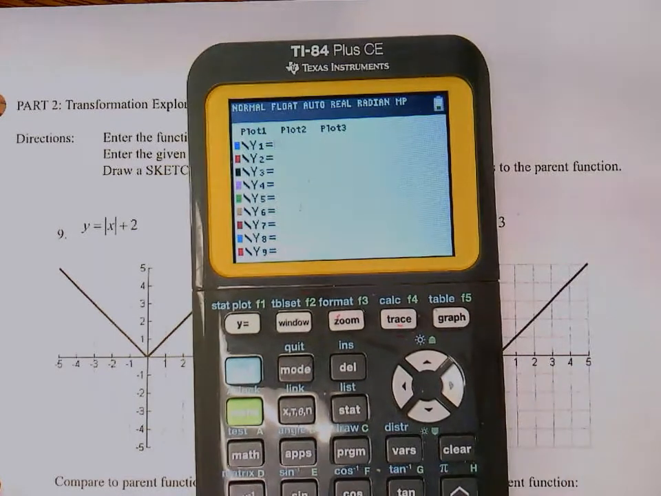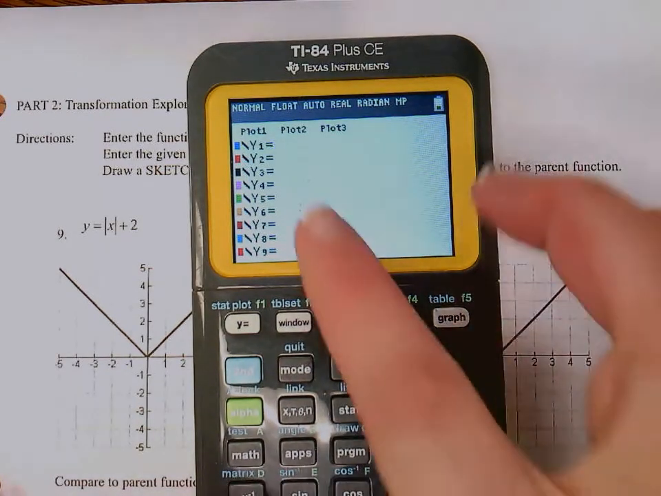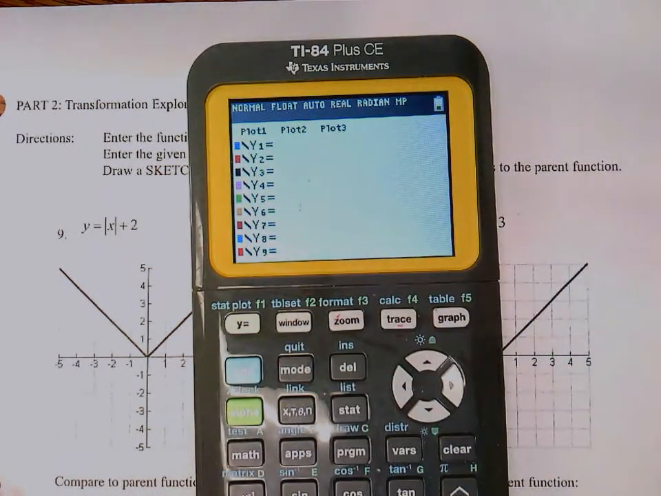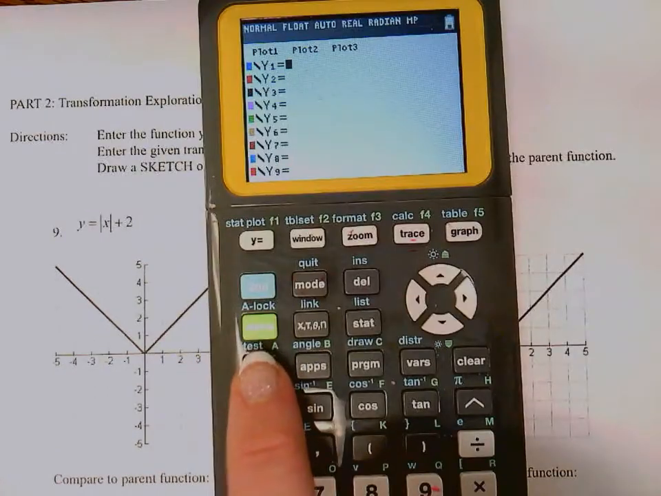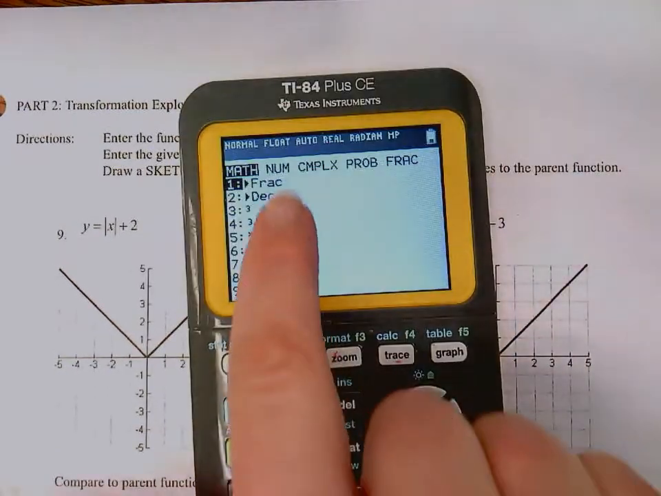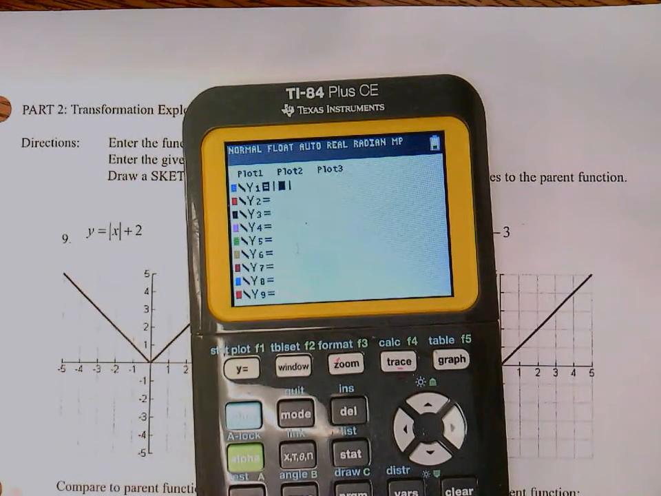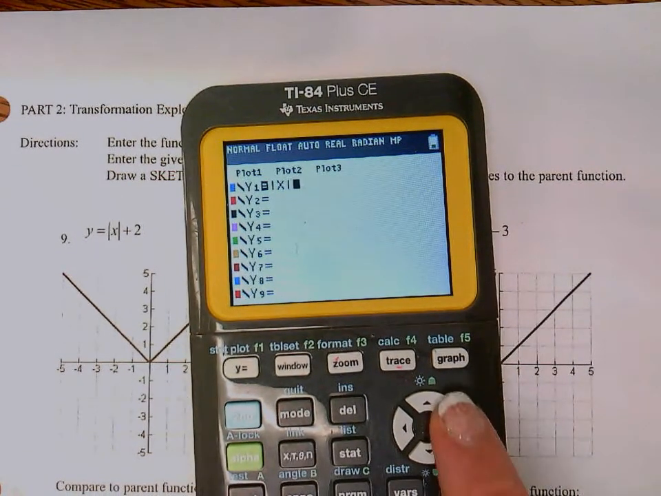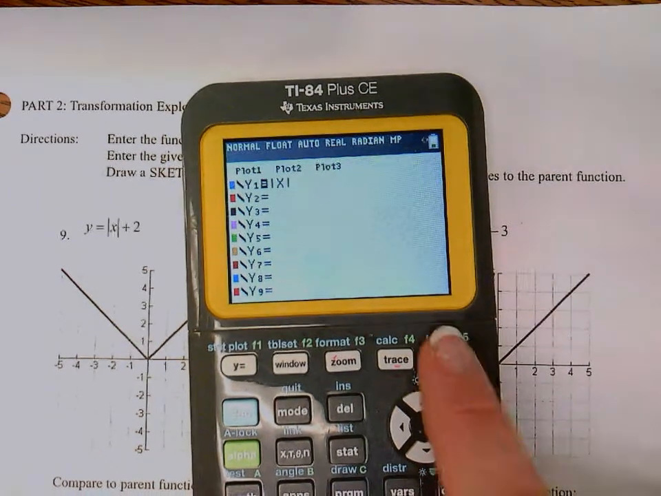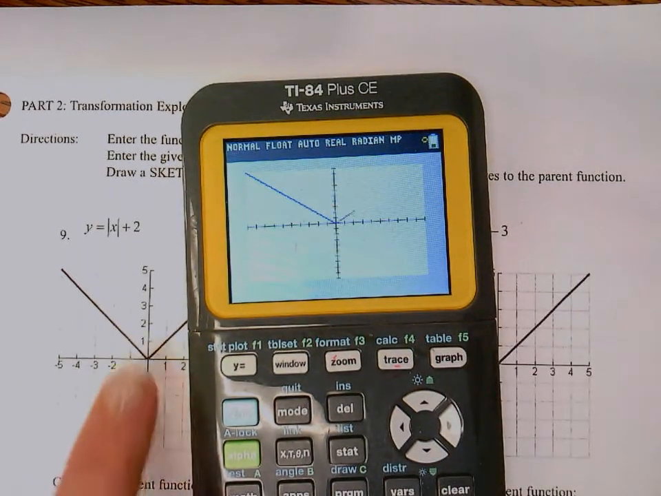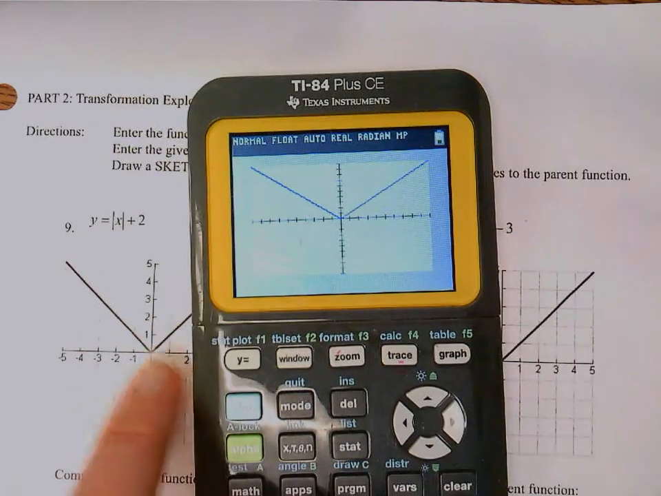And in y1, to type absolute value, you type the math key, which is under alpha. You go over to num, and you select choice number 1 for absolute value. So see how that allows me to type absolute value of x? So if I hit graph, there's my parent function, which I have graphed on number 9's axis.